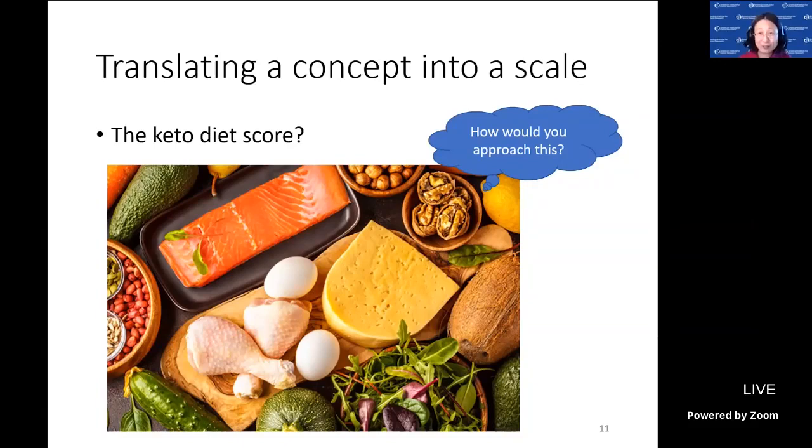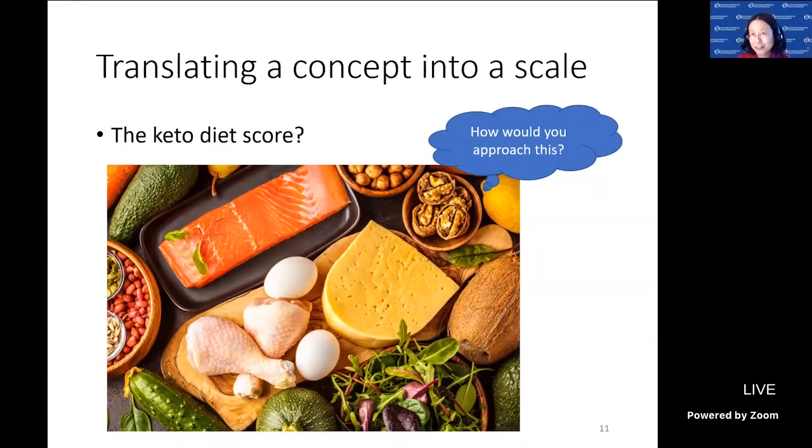Then the next thing is you need to decide how much of each of these food groups people need to eat. Maybe for cheese, it is going to be a lot, and so they will score very high on the cheese component if they eat a lot of cheese. But bread, they're not supposed to be eating that. And so if they don't eat bread, then they are going to score very high on the bread component. So you set up your score in a way that you think is the most representative of the adherence.